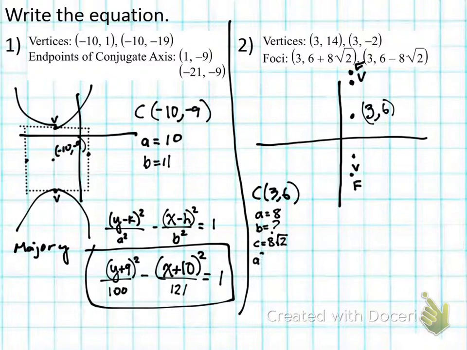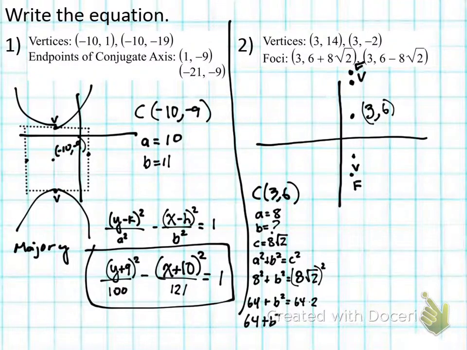Now I have all the information I need. I don't have B, so I need to solve for B. I'm using the Pythagorean Theorem, a squared plus b squared is equal to c squared. Plugging in my information, 8 squared plus b squared is equal to 8 rad 2 squared. 8 squared is 64 plus b squared. And then 8 rad 2 squared: 8 squared is 64, and rad 2 squared is just times 2, right? 64 times 2 is 128.